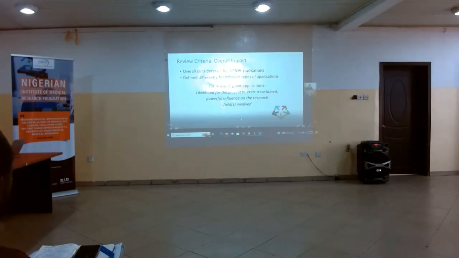Now, overall impact is defined differently for different types of applications. For example, for research grant applications, overall impact is defined as the likelihood for the project to exert a sustained, powerful influence on the research field or fields involved. Obviously, that definition would not be appropriate for, say, a fellowship application, where we're talking about training and career development and things like that. So the definition of overall impact does change depending on the type of application.